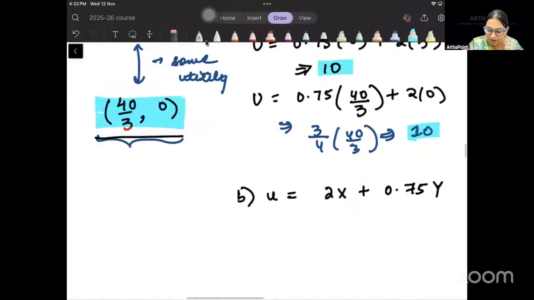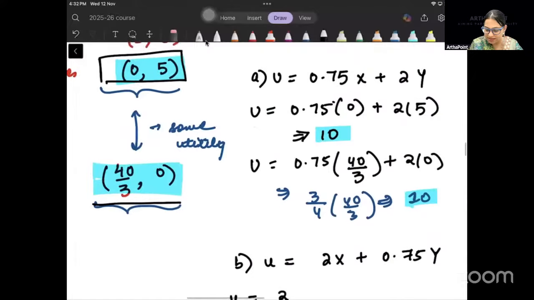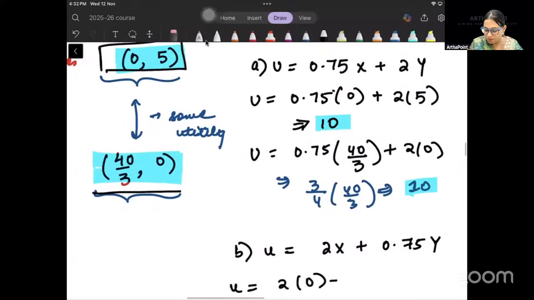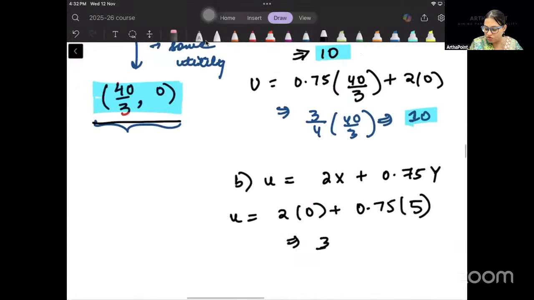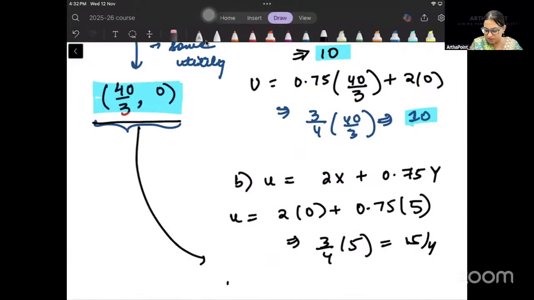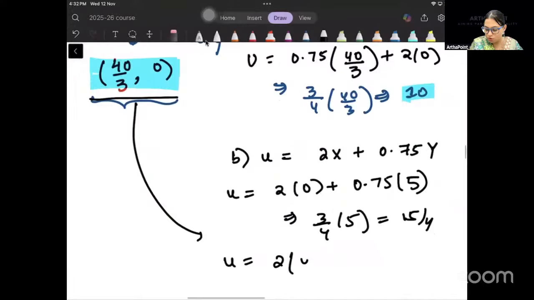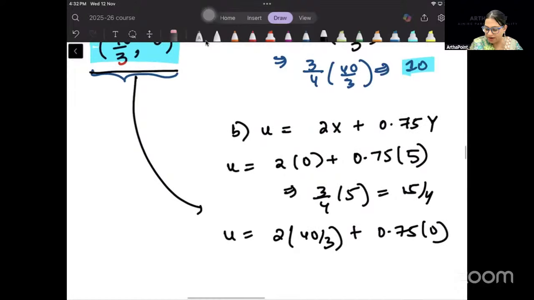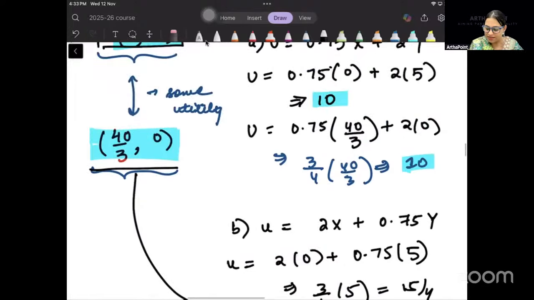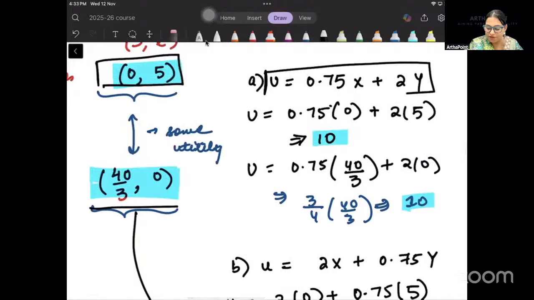Right? If I put it in this, what will I get? U is equal to 2 into x is 0 plus 0.75 into 5. That means I will get 3 by 4 into 5, 15 by 4. And if I put this, I will get U is equal to 2 into 40 by 3 plus 0.75 into 0, that is 80 by 3. So I'm getting different utility. This is the right form of utility function because it is fetching me the same utility.